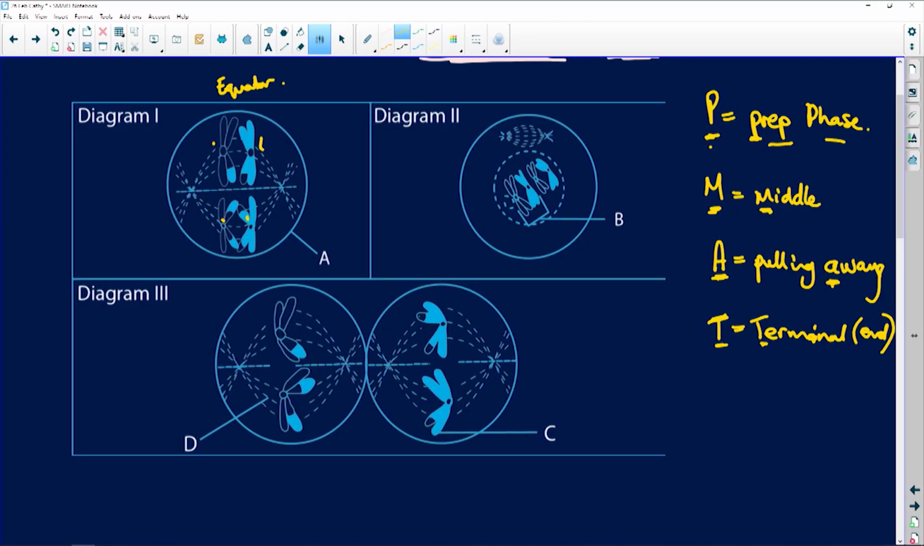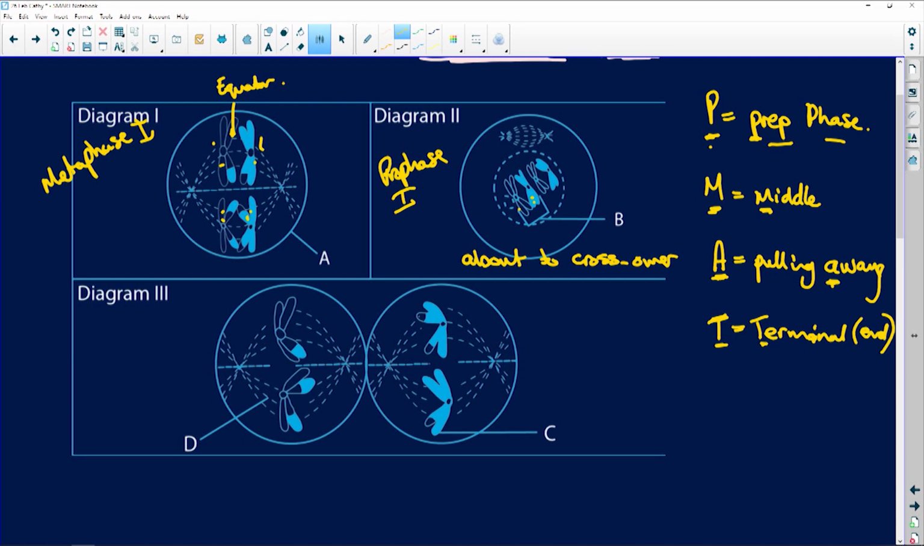And then, if you look at here, you should immediately be able to identify this. This one is definitely metaphase 1. Why? Look, our homologous chromosomes are lined up here at the equator. In diagram 2, what do we see here? Now, you see these chromosomes? They're about to cross over. Now remember, there's no crossing over in prophase 2, so it must be prophase 1.